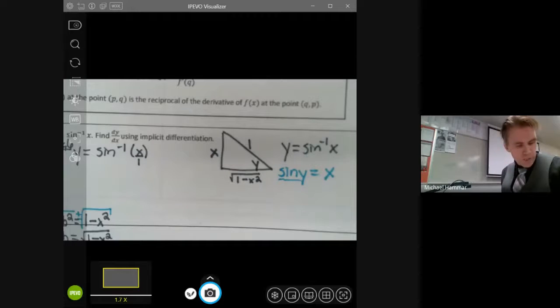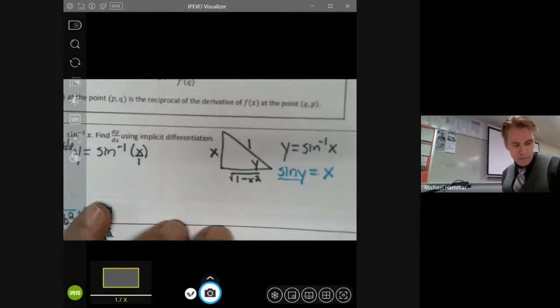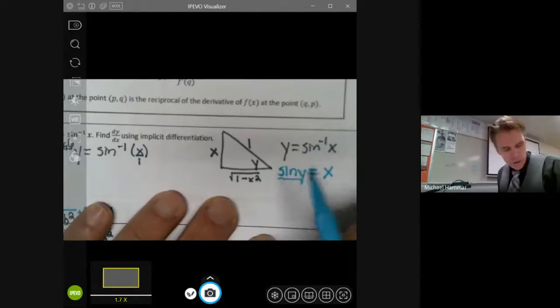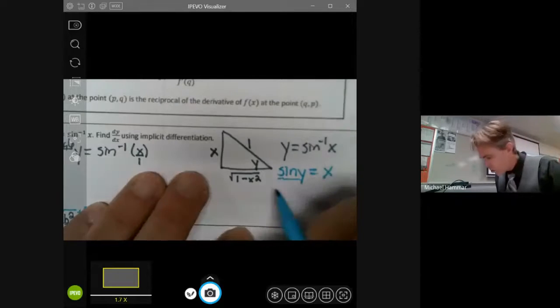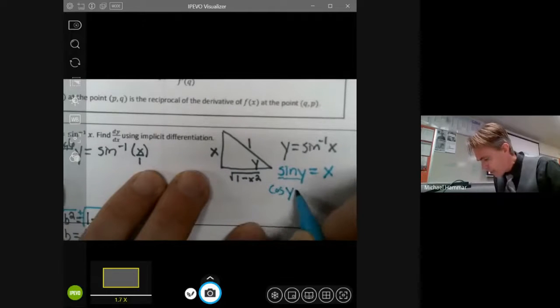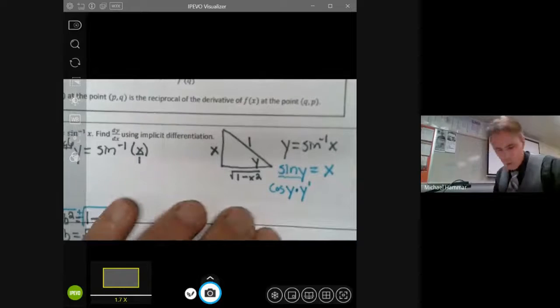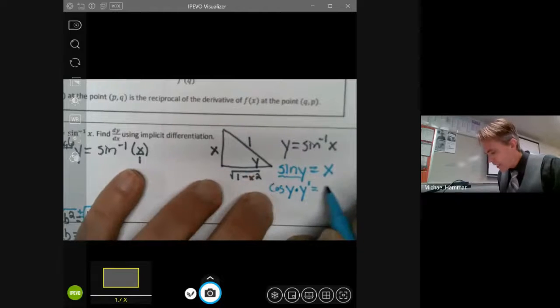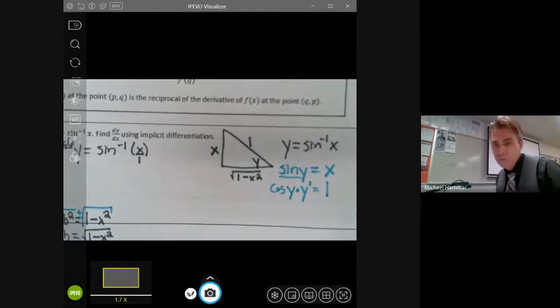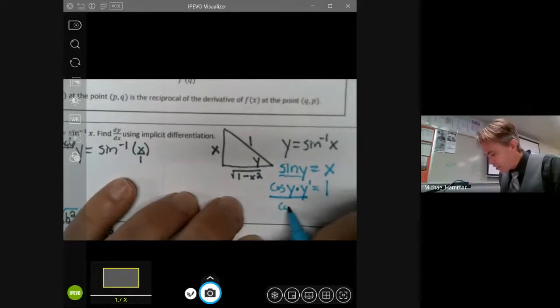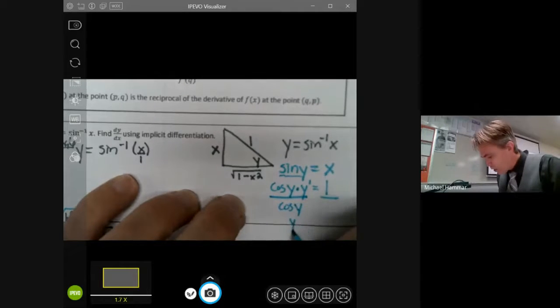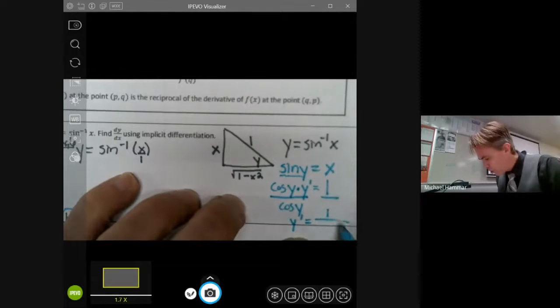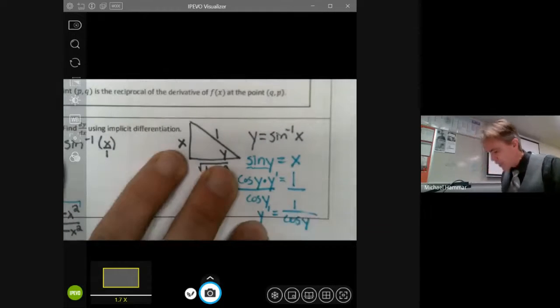So now, take the derivative of sine of y. Okay? So the derivative of sine of y is cosine of y times y prime, because remember, it's implicit differentiation. And then the derivative of x is 1. Okay? Now, we want to get y prime by itself. So we need to divide by the cosine of y. So y prime is equal to 1 over the cosine of y.